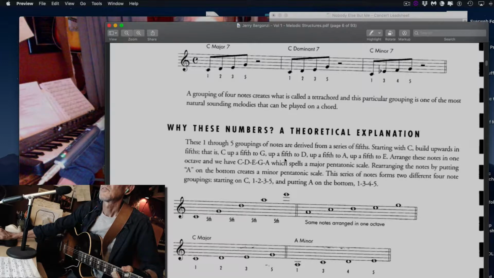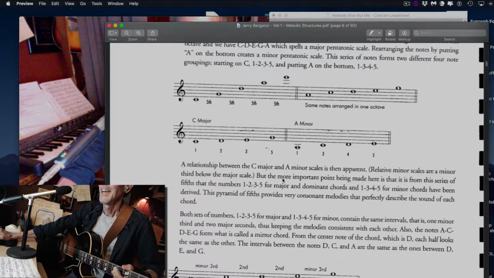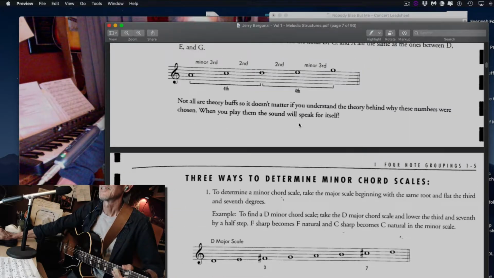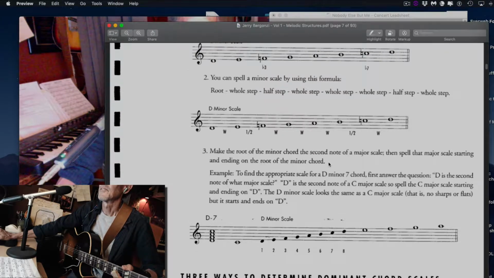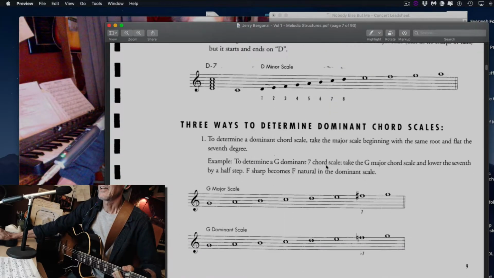So there's a theoretical explanation of these notes: series of fifths, and so on. I've never read this. But to find the D minor chord scale, take the D major chord scale and lower the 3rd and 7th by a half step. All right, whatever. You guys can figure that out after you buy the book.